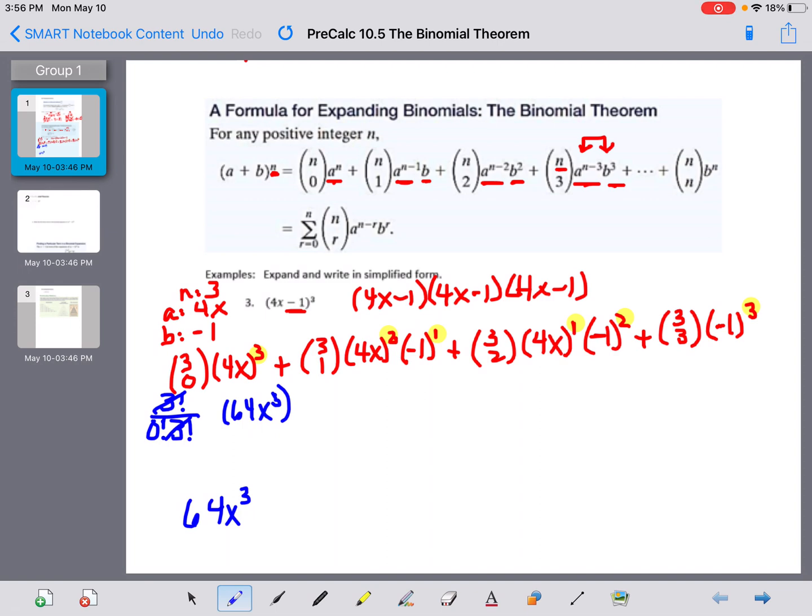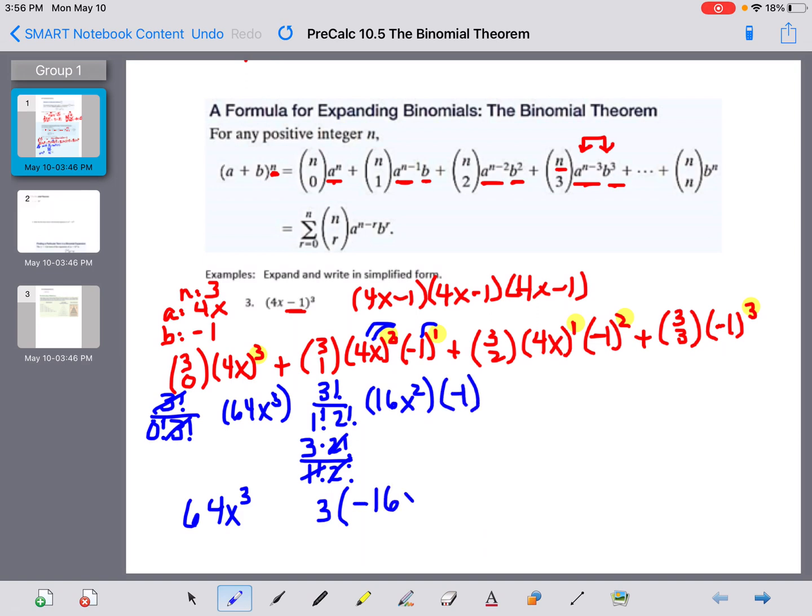Okay. Second term, I'm going to do 3 factorial over 1 factorial, and 3 minus 1 is 2 factorial. So that's the same thing as saying 3 times 2 factorial over 1 factorial times 2 factorial. My 2 factorials cancel. 1 factorial is just 1, so I end up with 3. So I'm going to be 3 times, and now I'm going to square both of these, so it's going to be 16x squared, and negative 1 to the first power is negative 1, so altogether that's going to make negative 16x squared.